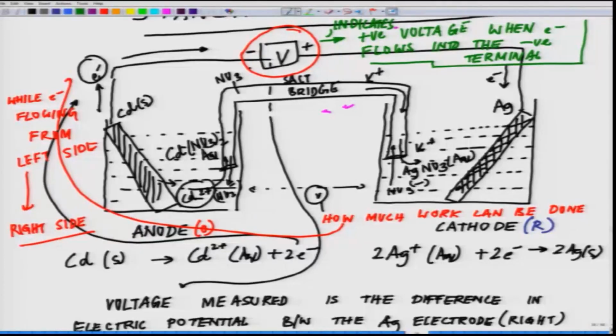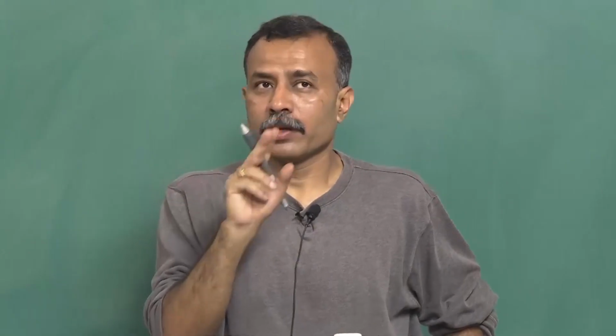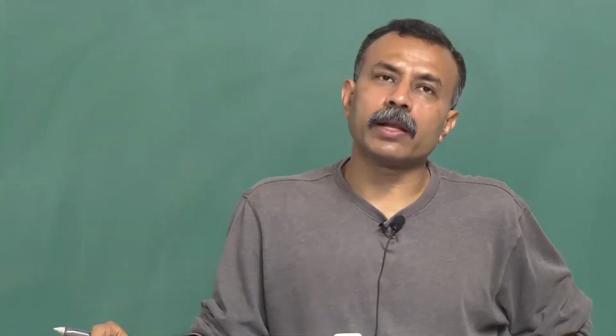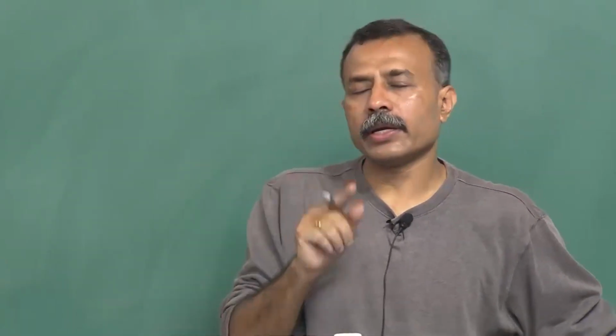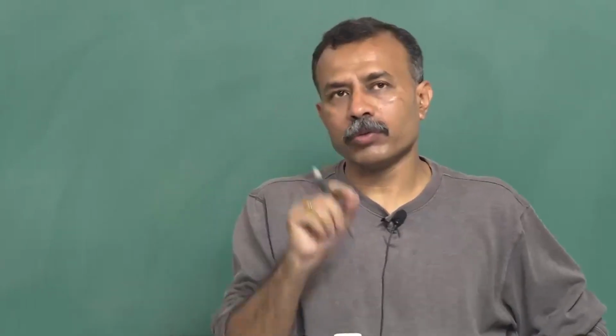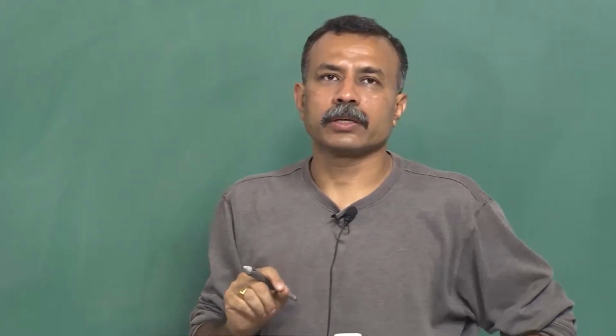And the vice versa, if the electron flows in the other way, suppose the electrons are flowing like this, then the terminal is going to show you a negative voltage. So, keep that in mind. If the electrons are flowing into the negative terminal of the voltmeter, it will indicate a positive voltage.